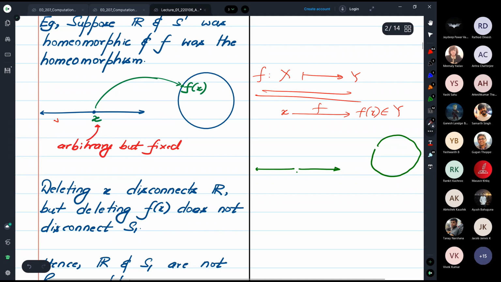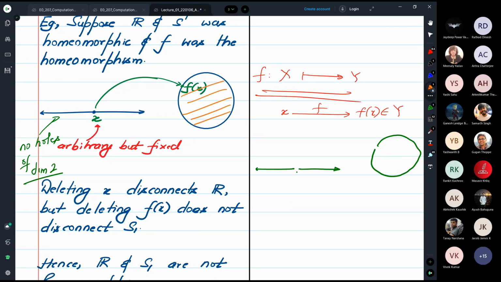If you ask how many holes of dimension 2 are present in this space, of course you don't know what a hole means, but intuitively it's a hollow region of dimension 2. In this case, there are no holes of dimension 2, whereas on the figure on the right, you can see that there is a hole here, because this circle is hollow. This is a hole of dimension 2. So the number of holes of dimension 2 over here is 1.